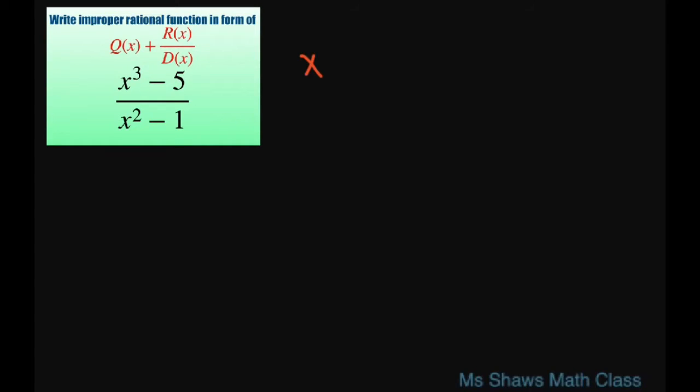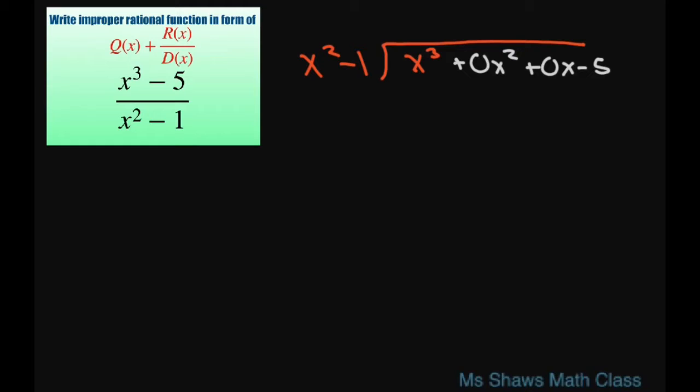We're going to take x squared minus 1, that's our divisor, and divide x cubed minus 5. Let's go ahead and write this as plus 0x squared plus 0x minus 5. These are just little placeholders. So you ask yourself, what times x squared gives you x cubed? That's going to be x. So I'm going to put the x on top of this x part here.